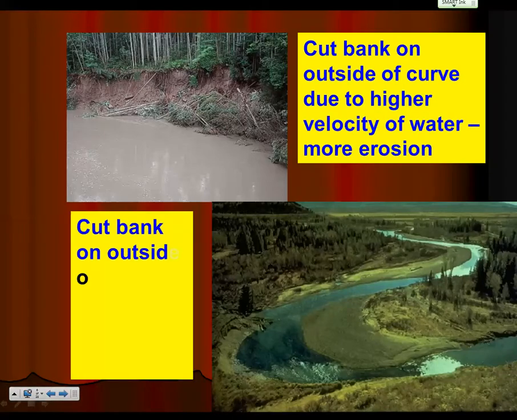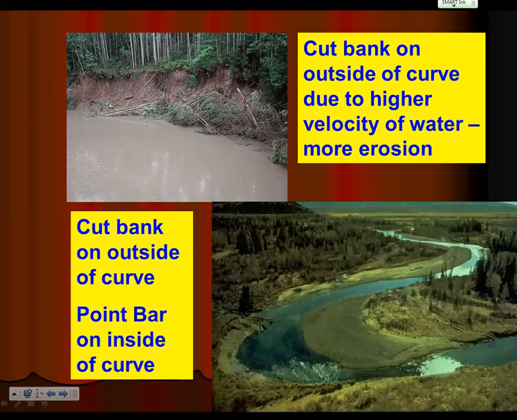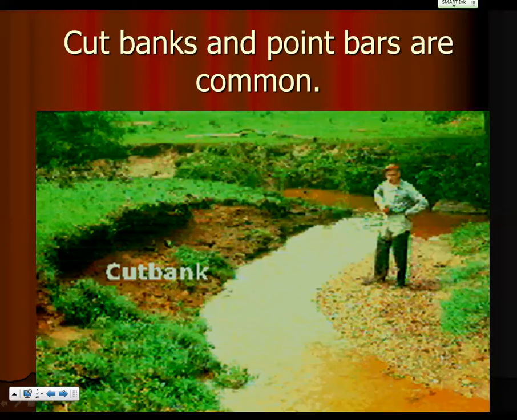There's a nice photograph showing a cut bank on the top. And you can see it's collapsing into the stream. And the bottom photograph shows a nice meandering stream with a huge point bar located right here. Point bar. It's probably sand and gravel. And there's another cut bank on the left and a point bar with the man standing on the right.